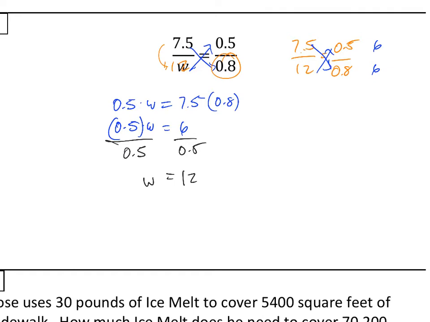So again, what we did was, first thing, we drew out our cross products. Second thing, we did the cross product equation. Third thing we did was we solved for W.